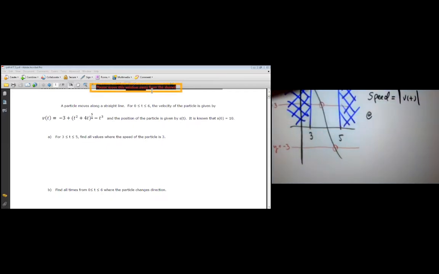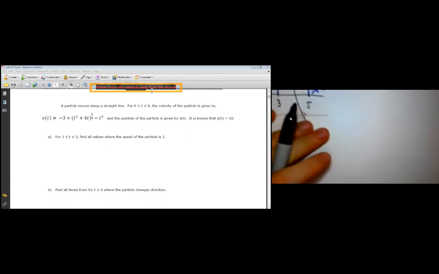I'm not sure if I got it right, but for v of 3, I got 4.397. Hang on. V of 3, or did we find the intersection with 3? Oh, wait. Okay, then never mind. I did it wrong then. Okay, so here's the thing, we've got to make sure that we understand which one we're looking for.